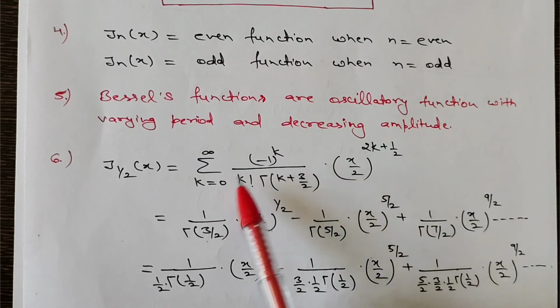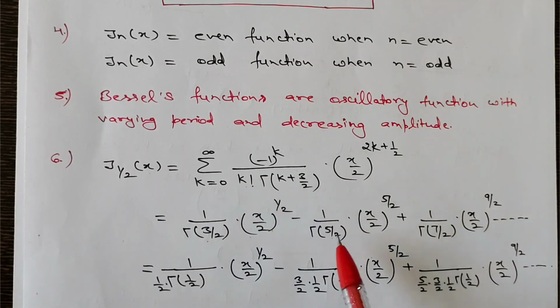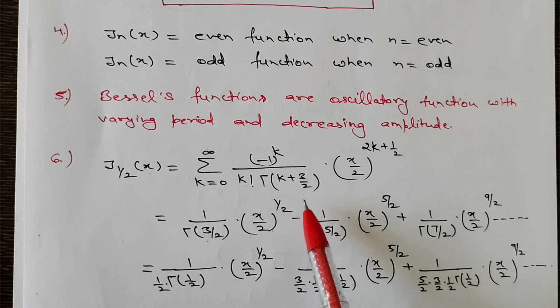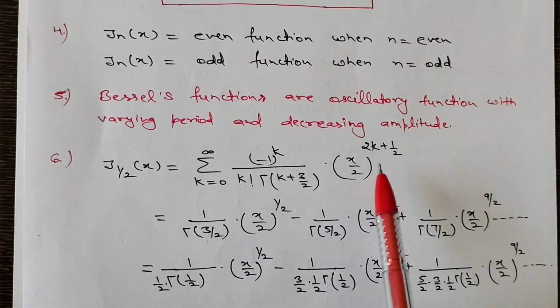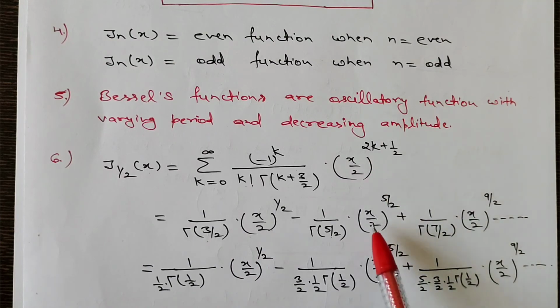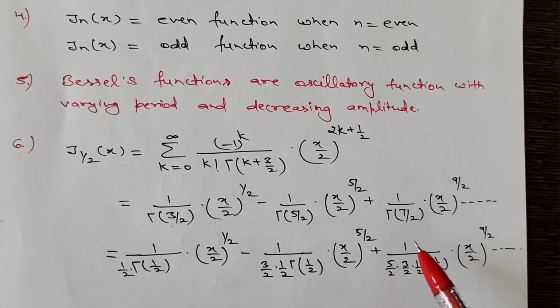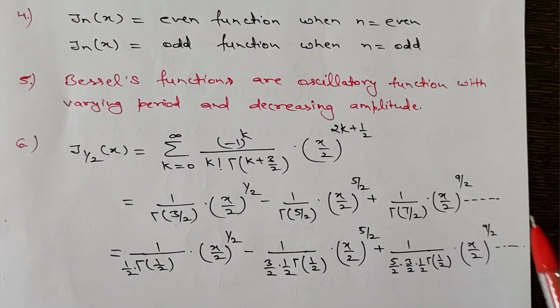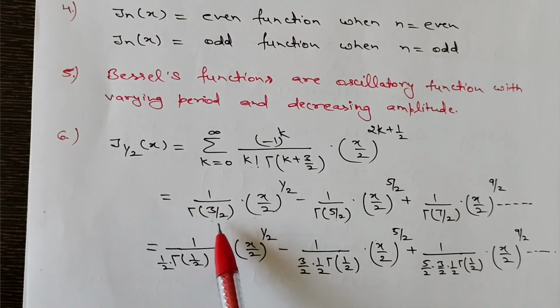For the next term, k is 1, so it is minus 1 over Gamma(5/2), with 1 factorial, so no need to write 1 factorial here, times (x/2)^(2k+1/2). Putting k equals 1, it will be (x/2)^(5/2). Similarly, the next term will be 1 over Gamma(7/2) times (x/2)^(9/2), and so on. Clear? So we can simplify these gamma functions using their properties.